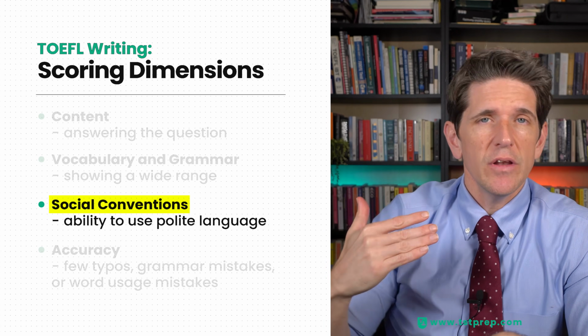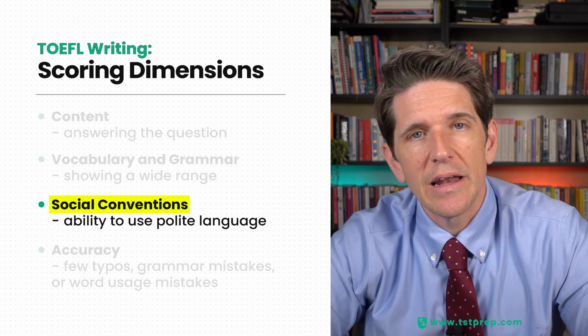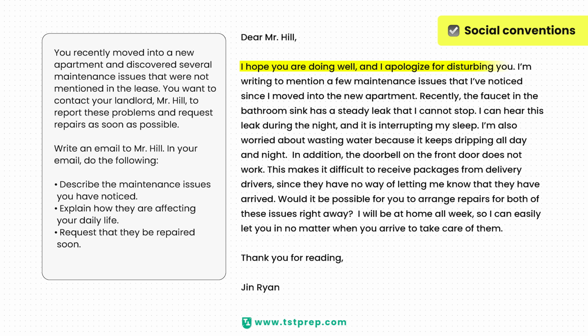So that is the vocabulary and grammar. You show a range of vocabulary, a couple sentences, maybe with more than one clause, and not so simple, same verb tense over and over again. Also, part of your grading criteria, or this is another dimension, is your social conventions. So this is using polite language. To give you an example here, I hope you're doing well and I apologize for disturbing you. Your opening sentence is very polite.